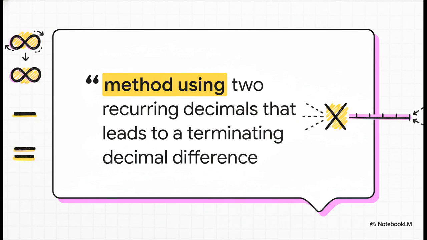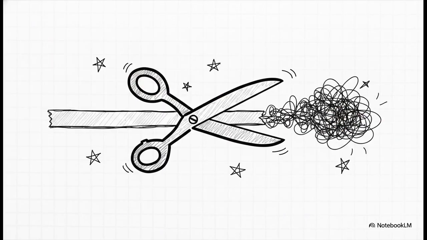I want to translate this exact phrasing for you straight from the mark scheme. It demands a method using 2 recurring decimals that leads to a terminating decimal difference, using correct multiples of x. This simply means you must show the subtraction of 2 of the multiples you just identified, and you can't just pick any 2. You must pick 2 that, when subtracted, will completely cancel out the infinite recurring tail of the decimal. As an example, lining up 10,000x and 10x perfectly eliminates that reoccurring tail, yielding the required terminating difference.